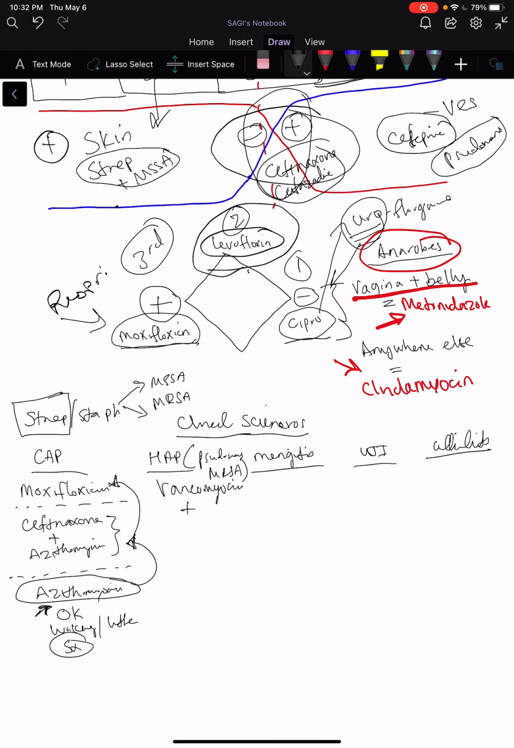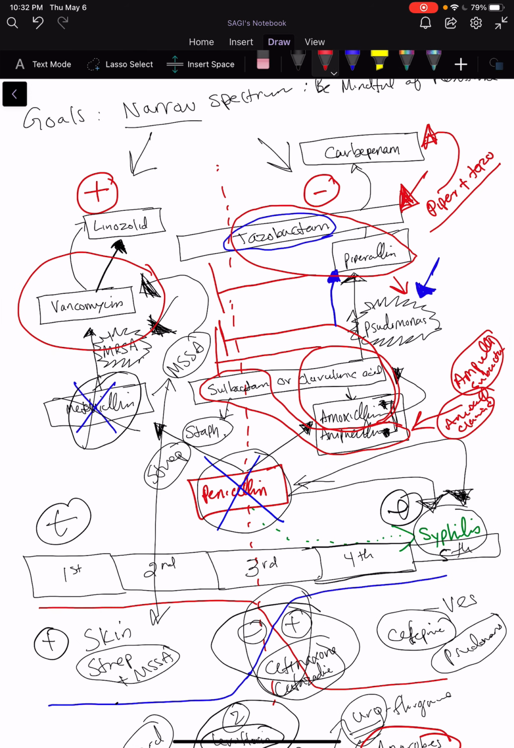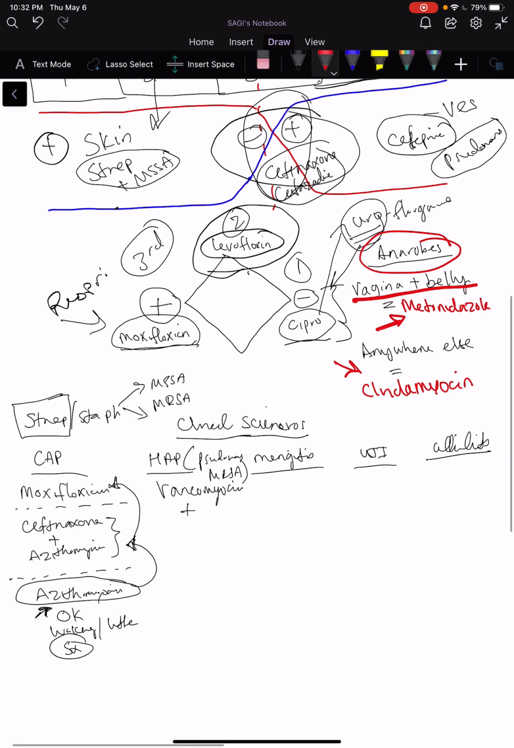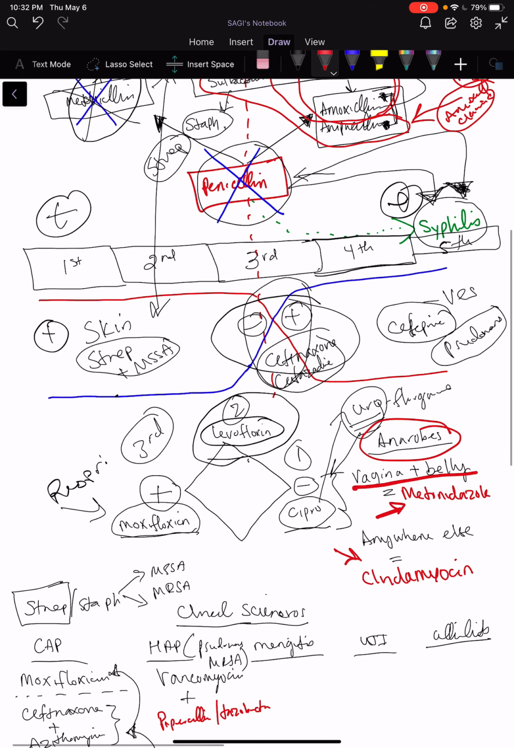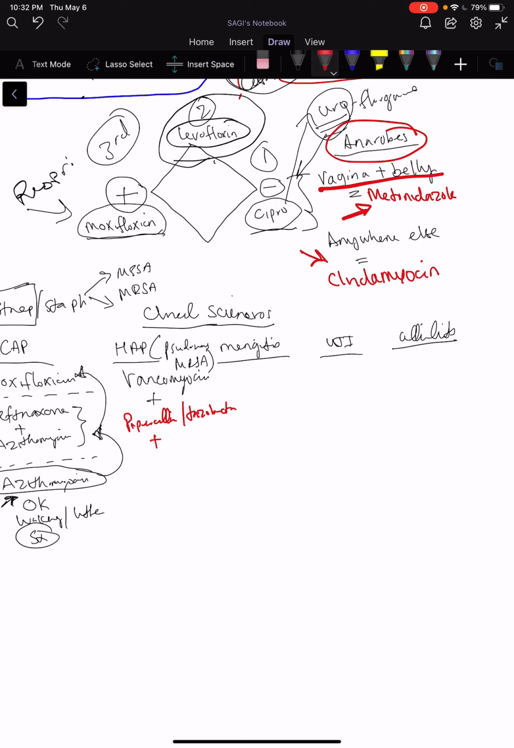And then for the Pseudomonas aspect, we already talked about Pseudomonas. And for Pseudomonas, you're going to need the bigger guns, which we talked about, and that is peptazo or Zosyn. So you will need to reach for piperacillin and tazobactam, or the fourth generation cephalosporin, cefepime.